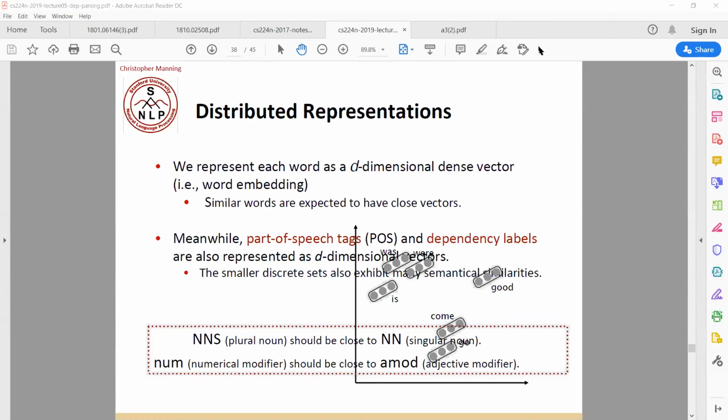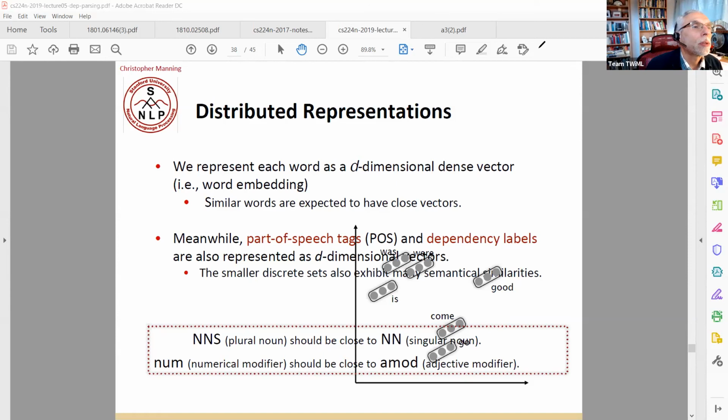Yes, okay. So let me just see if I can draw this to make the point. I might get in trouble with my arrows again. So the idea is you have this d-dimensional vector for the word, and then you have another d-dimensional vector for the part of speech, and then you have another d-dimensional vector for the dependency label. And then you stick them all together to make a 3D dimensional vector. Does that make sense to everybody?